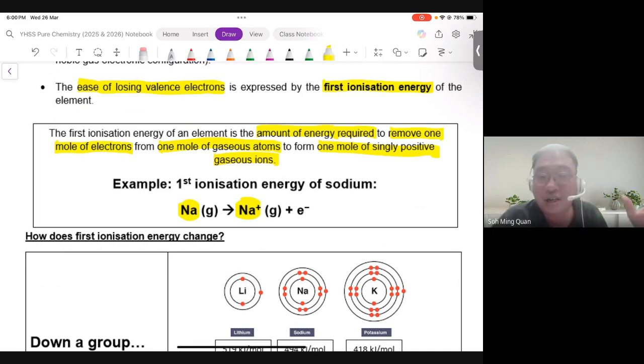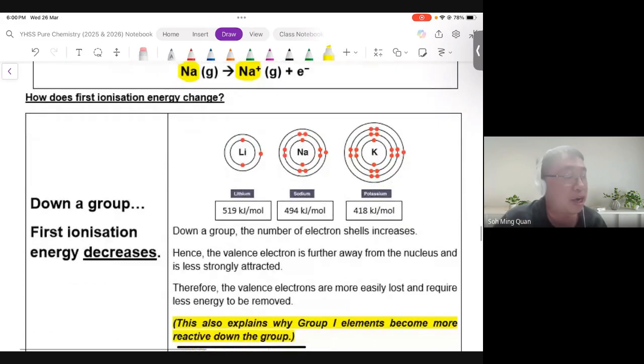How much energy do you need? That's called the first ionization energy. All right, so how does the first ionization energy change? As you go down the group, does it become easier to lose the electron?